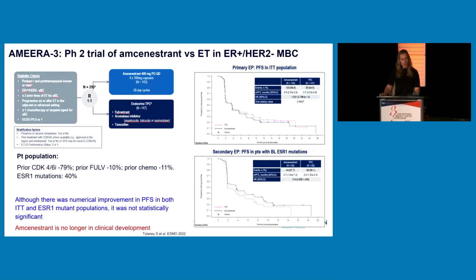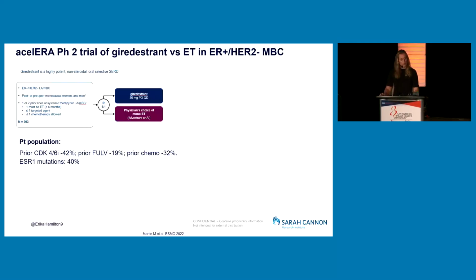What we saw in terms of progression-free survival in the top right was really no difference in the intention to treat population. If we did select out those that had ESR1 mutations, we did start to see the curve separating a little bit, but it still was not statistically significant. And the thing that really stands out to me on these curves is that you have about half of patients just progressing at the first scan, no matter what arm that they're given. Amcinestrant is no longer in clinical development.